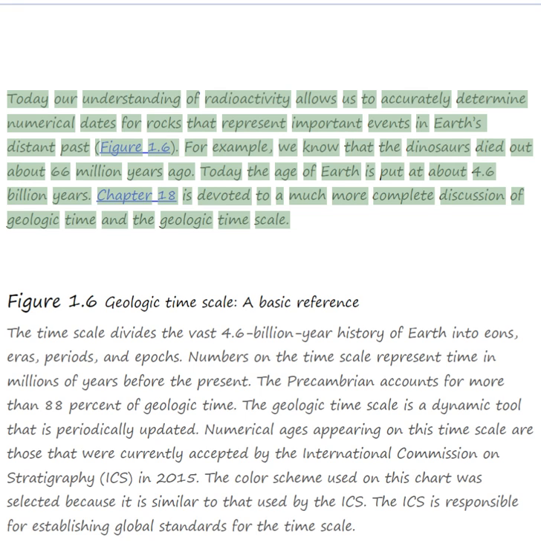Today our understanding of radioactivity allows us to accurately determine numerical dates for rocks that represent important events in Earth's distant past. For example, we know that the dinosaurs died out about 66 million years ago. Today the age of Earth is put at about 4.6 billion years. Chapter 18 is devoted to a much more complete discussion of geologic time and the geologic time scale.